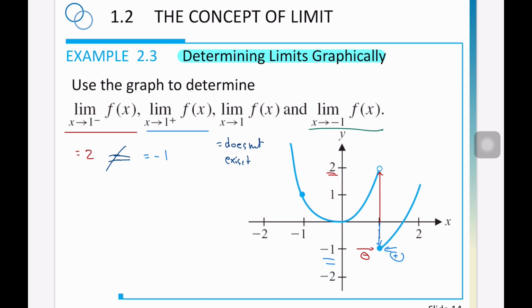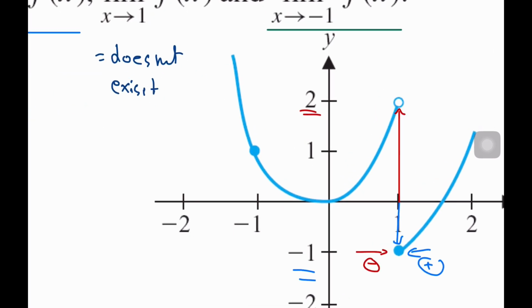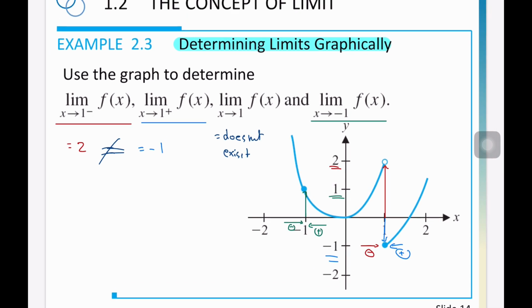Finally, he wants the limit of f(x) as x is approaching negative 1. We're going to check approaching negative 1 from both sides, the positive side as shown and the negative side. We can see that while approaching negative 1 from the positive side or the negative side, we're always getting a value closer to 1. So we can say the limit of f(x) as x is approaching negative 1 is equal to 1.